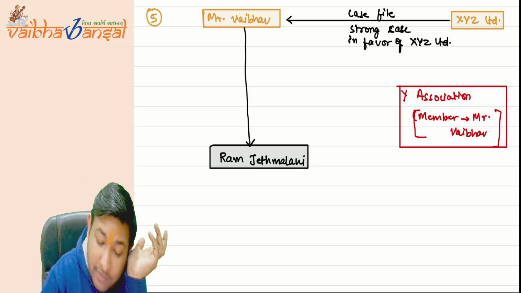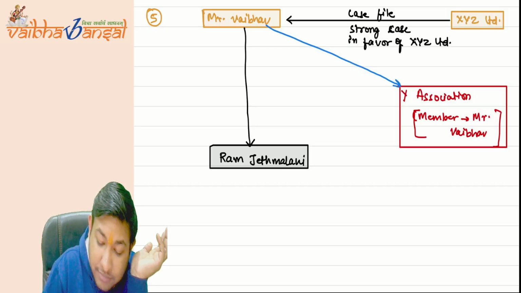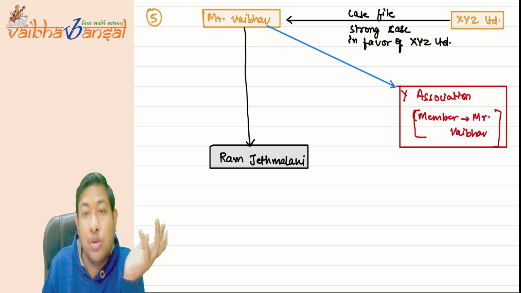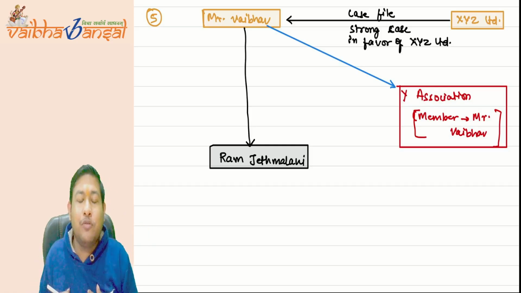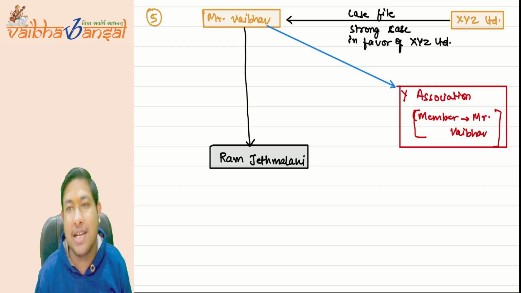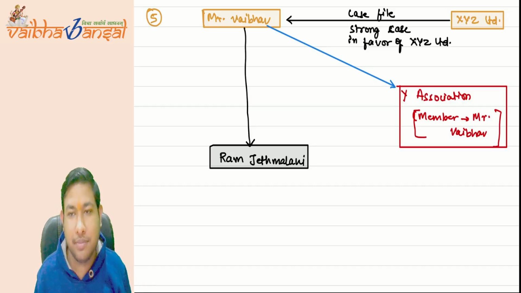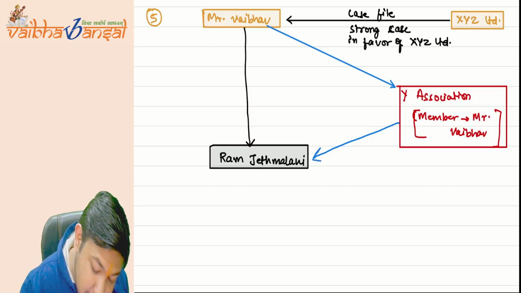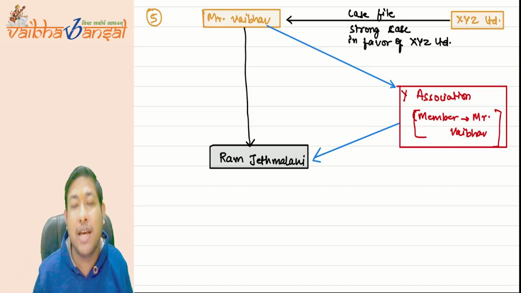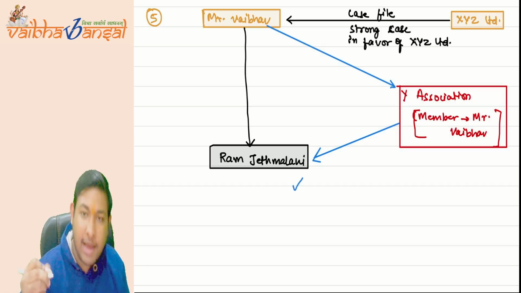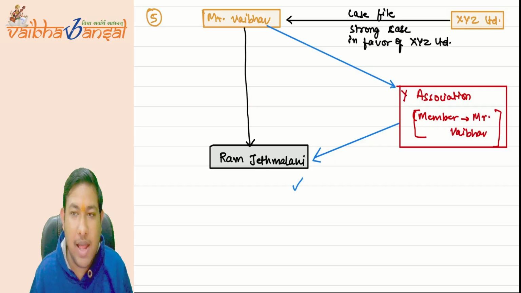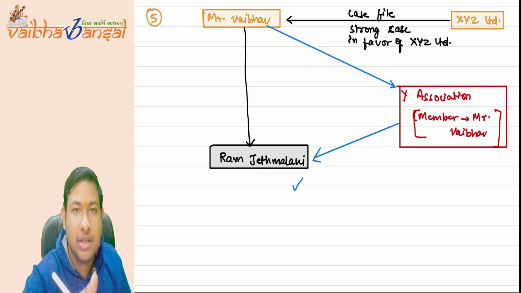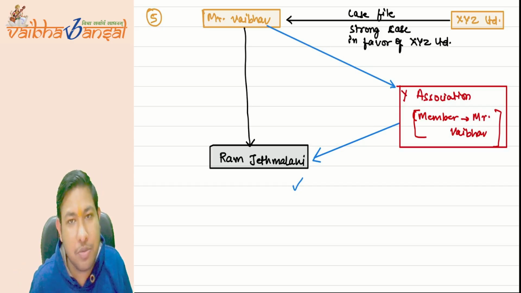Now what I have done is approach the association and said, you are a very influential association, kindly approach Mr. Ram Jethmalani on my behalf to defend my case against XYZ Limited in the Supreme Court. Y Association approached Mr. Ram Jethmalani, and Ram Jethmalani ji happily accepted the case. Now he will definitely defend my case against XYZ Limited in the Supreme Court.